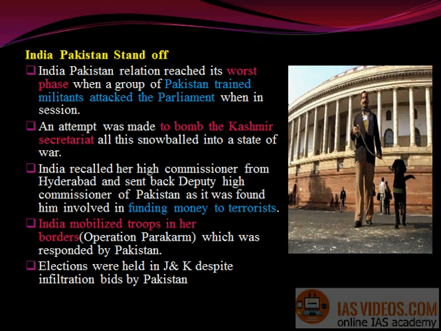India-Pakistan standoff. India-Pakistan relations reached their worst phase when a group of Pakistan-trained militants attacked the Parliament while in session. An attempt was made to bomb the Kashmir Secretariat. All this snowballed into a state of war. India recalled her High Commissioner and sent back the Deputy High Commissioner of Pakistan, as he was found involved in funding money to terrorists. India mobilized troops on her borders in Operation Parakram, which was responded to by Pakistan. Elections were held in J&K despite infiltration bids by Pakistan.